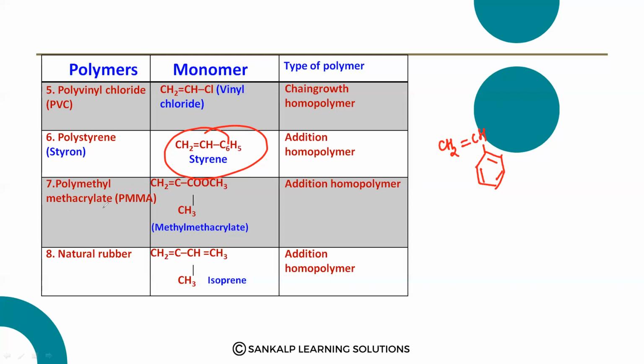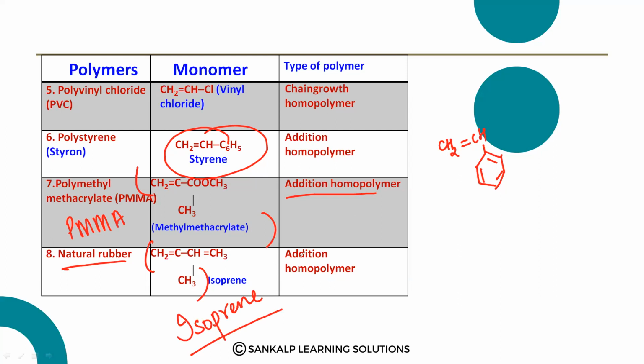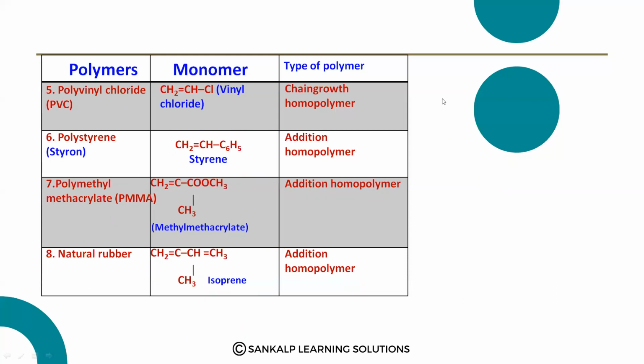Next is polymethyl methacrylate, that is PMMA. The structure of methyl methacrylate is this. It undergoes addition homopolymerization. Next is natural rubber, which is very important. Which is the monomer? It is isoprene. Please remember this, it is important and often asked. The type of polymerization it undergoes is addition homopolymerization.